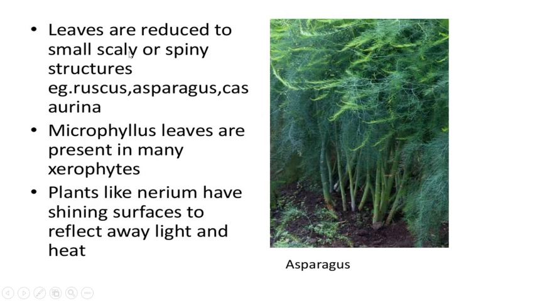Leaves are reduced to small, scaly or spiny structures. Examples: ruscus, asparagus, that means shatavari, casuarina, that means the suru plant. Microphyll leaves are present in many xerophytes. Micro means small. Small leaves are present to check the rate of transpiration. Plants like nerium have shining surfaces to reflect away light and heat. If you observe the leaves of nerium, that means the oleander, the shiny appearance is there to reflect the light and to check the rate of transpiration.